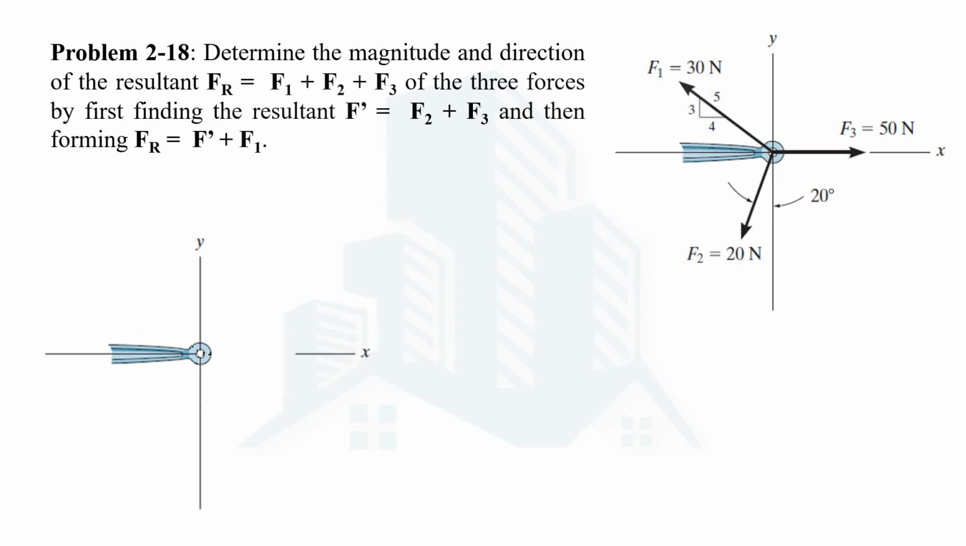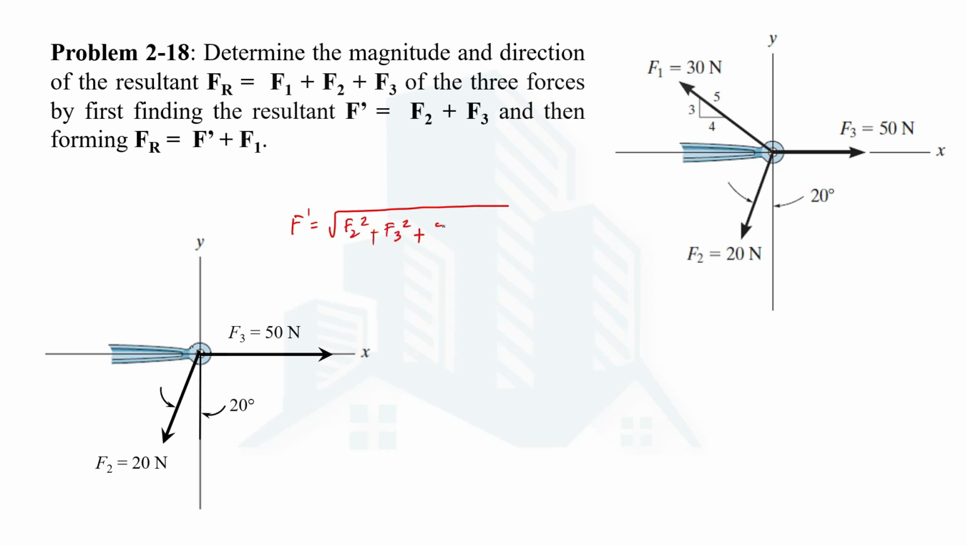So we will take F2 and F3 force first to have F dash. F2 is 20 Newton, makes an angle of 20 degrees with the negative y-axis. F3 is along the positive x-axis. So in order to have its magnitude, I mean F dash, we will use the cosine law. F dash would then be equal to the square root of F2 squared plus F3 squared plus 2 F2 F3 cos of the angle between them. Let's say it's alpha.